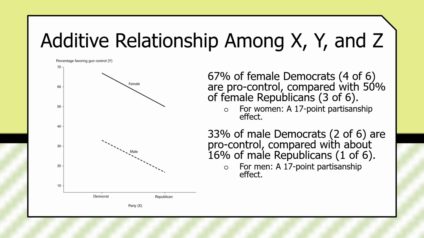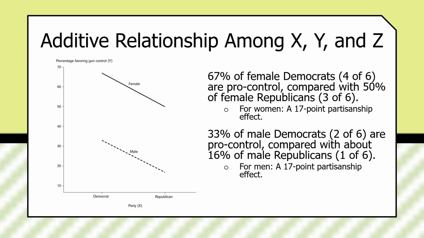All right, let's turn to males. 33% of male Democrats are pro-control, compared with about 16% of male Republicans. And that's also, if someone would ask you, what's the effect of partisanship among men, you'd say, oh, it's 17 points. In that Democratic males are 17 percentage points more likely to support control than are Republican males. You would say the same thing about females.